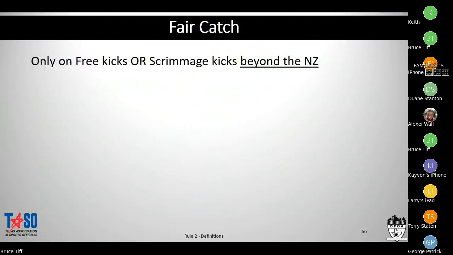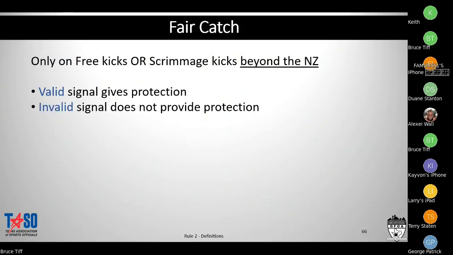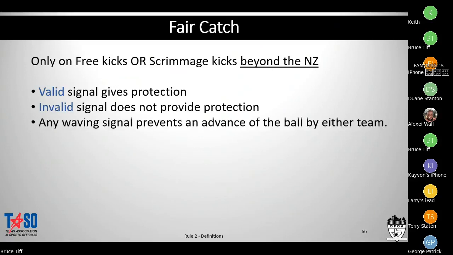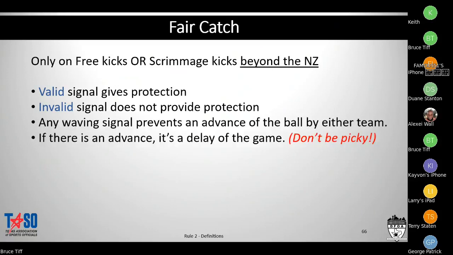Only on free kicks or scrimmage kicks beyond the neutral zone can we have a fair catch. A valid signal gives protection to the person trying to make the catch, or to the receiving team. An invalid signal does not provide protection. Any waving signal prevents an advance of the ball by either team, and if there's an advance, it's a delay of the game. Don't be picky. We want to make this big.